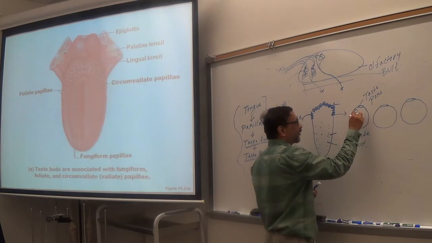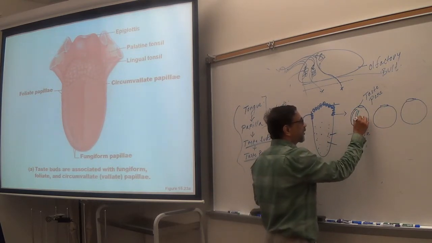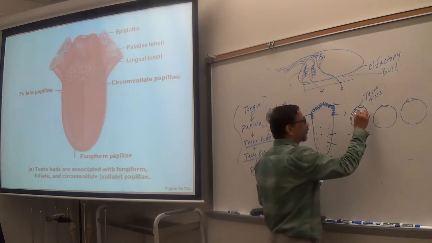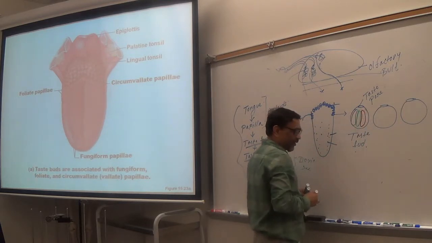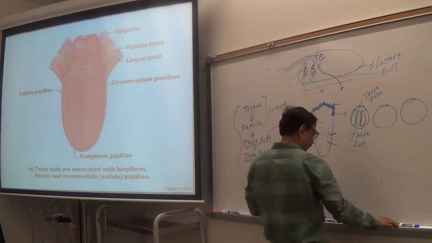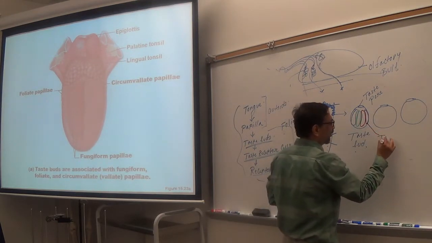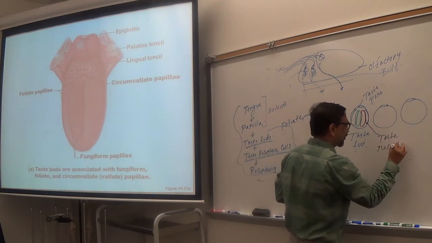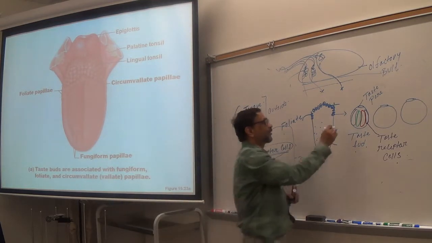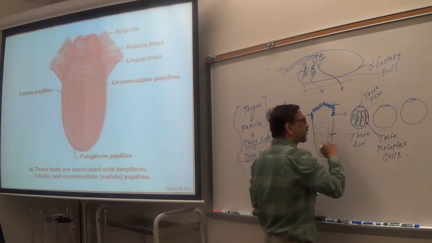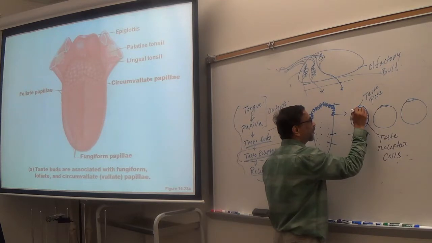This is one taste receptor cell. This is another taste receptor cell. This is another taste receptor cell. Let me use another one. This is another taste receptor cell. So these are the taste receptor cells inside the taste bud. Okay. Nucleus, we know that. Inside the cell you have nucleus. Now, at the upper end of the cells, you have here, like this.